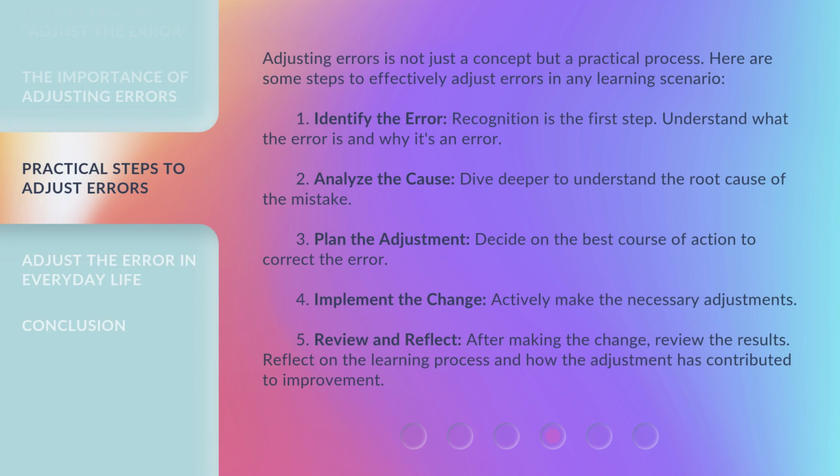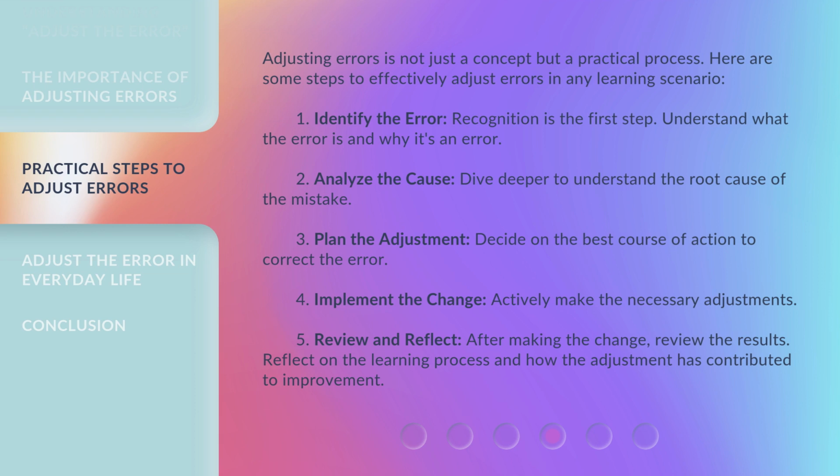Adjusting errors is not just a concept but a practical process. Here are some steps to effectively adjust errors in any learning scenario. 1. Identify the error. Recognition is the first step. Understand what the error is and why it's an error. 2. Analyze the cause. Dive deeper to understand the root cause of the mistake.